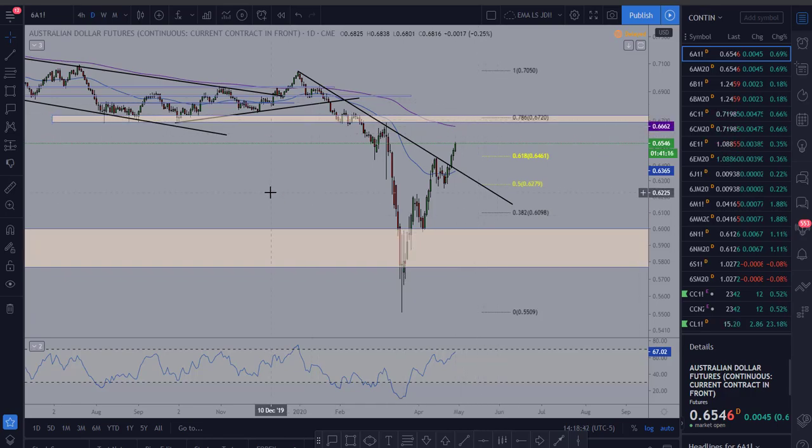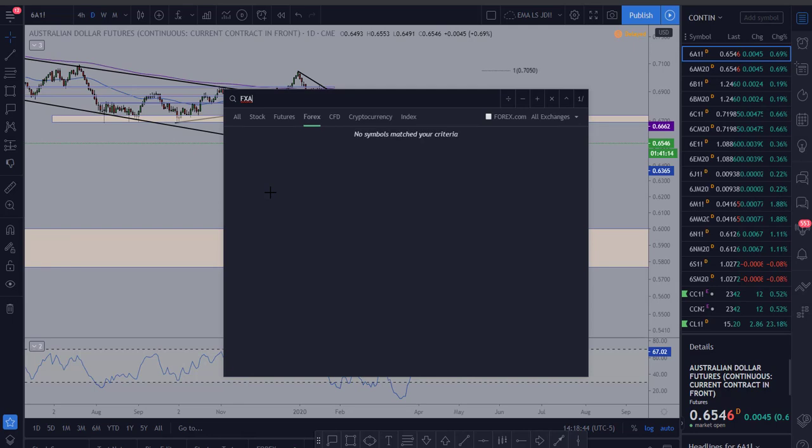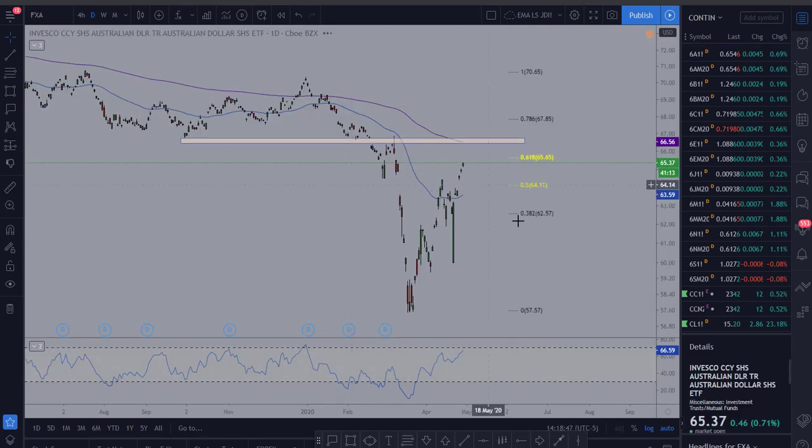If you don't trade futures or Forex, you can trade FXA. FXA is the ETF that tracks the Aussie. You're going to see the exact same pattern set up here, but on the FXA, you're looking for price to come up here and tag this 66 to 67 area. See if we get some type of reversal for a move back down here into this area.